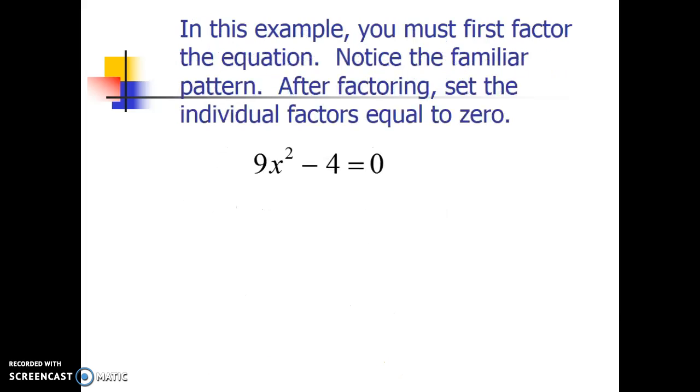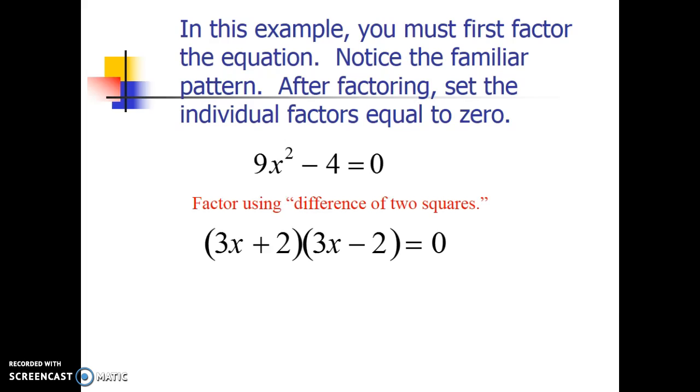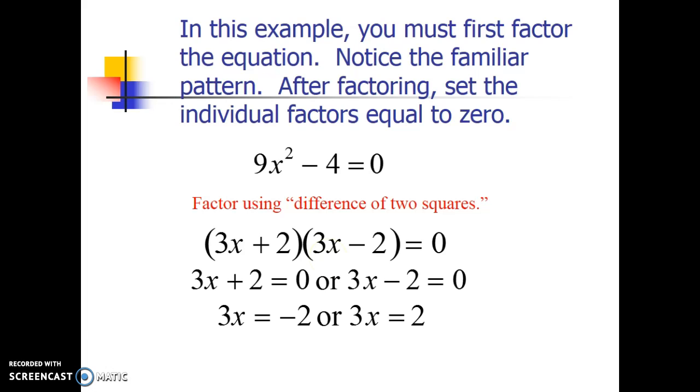Alright, so looking at this, we see that 9x squared minus 4, both are perfect squares. So we can factor. This is called a difference of two squares. So if I just take the square root of both of them, I have 3x, and then the square root of 4 is 2. And then one is always positive, one is always negative. And then we set that entire thing equal to 0 and solve. When we do that, we get x is equal to negative 2/3 or x is equal to 2/3. So we'll talk more about this tomorrow in class.